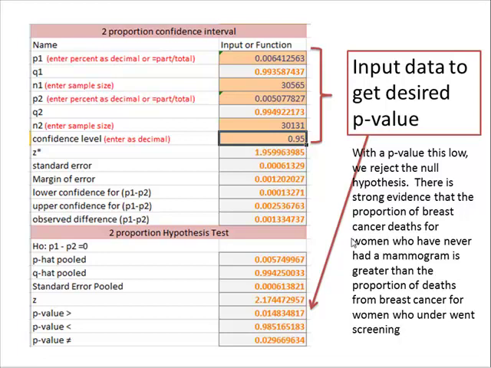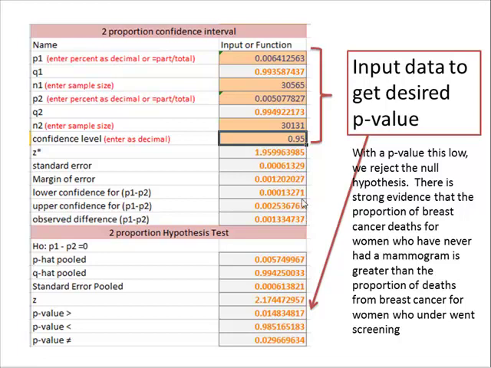Now, these are extremely small percentages, obviously, of death because, in a large sample size, you're going to have a very small percentage of women that are going to die from breast cancer to begin with. So it's kind of tricky.